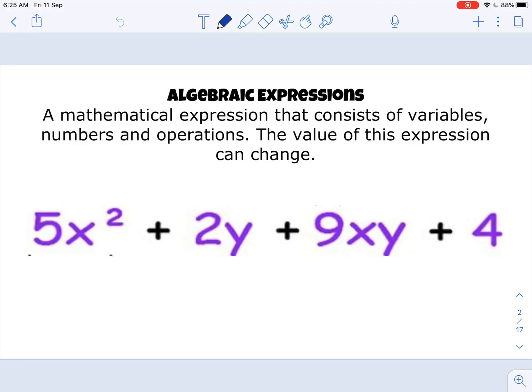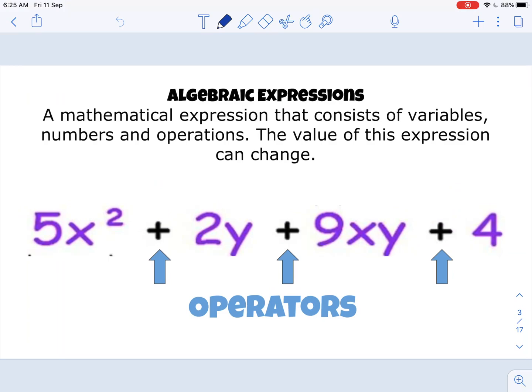So the first thing, and it pops up in the definition there for algebraic expressions, is operators. In this problem, the only operators you can see are addition. But there's also minusing, dividing, and multiplying. There is multiplying going on in this problem. In algebra, when you see a number right next to a letter, 2y, what that means is 2 times y. But for this one, the ones that are most obvious are the addition signs. So that's the first thing, knowing what an operator is.